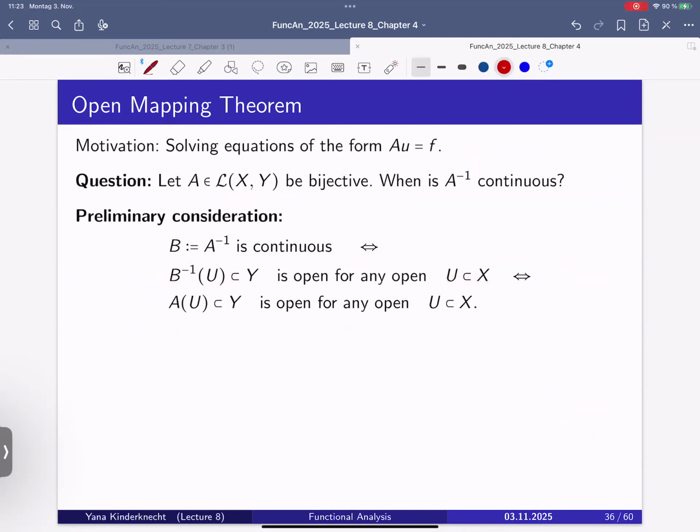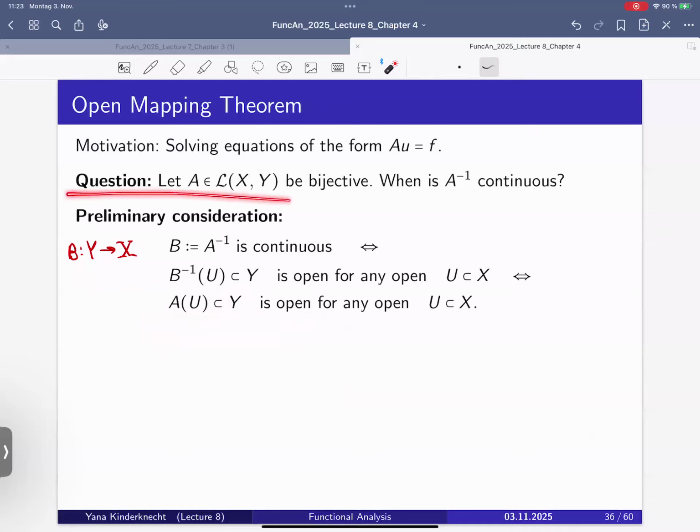So this B is a mapping, my B maps Y to X. And this mapping is continuous if for any open set in X, its pre-image is an open set here. Now I rewrite these statements in terms of A, and I have this. So the inverse is continuous if and only if for any open set in X, its image, not pre-image, but image, is open in Y.